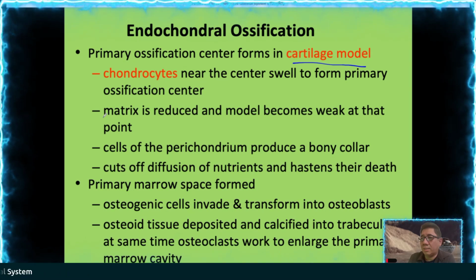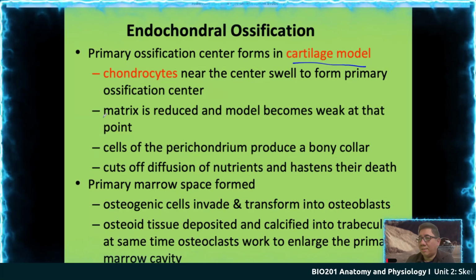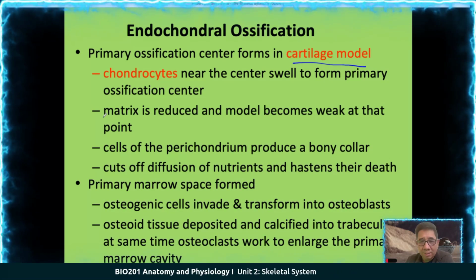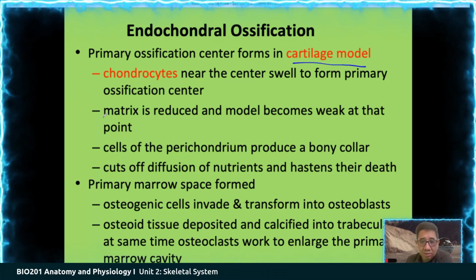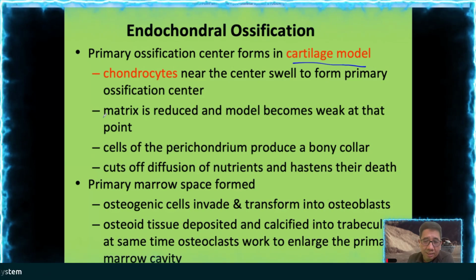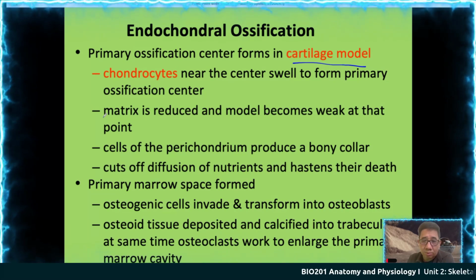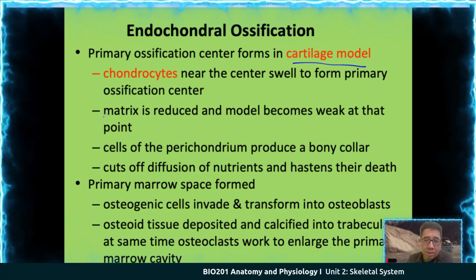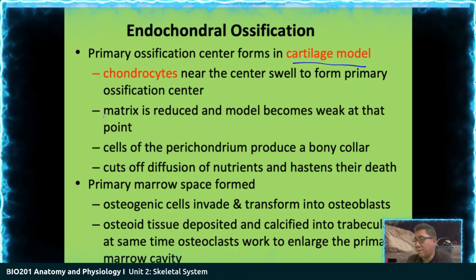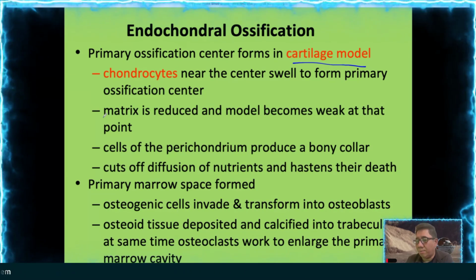and then the matrix reduces and the model becomes weak at that point, and so the perichondrium produces a bony collar, cuts off the diffusion of nutrients, and hastens those cells to die off. The primary marrow space then forms. You then have the osteogenic cells going in, which transform themselves into osteoblasts, and osteoid tissue is deposited and calcified into the trabeculae, and then osteoclasts work to enlarge the marrow cavity.